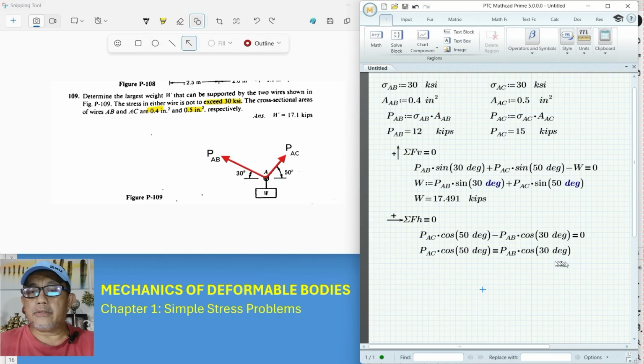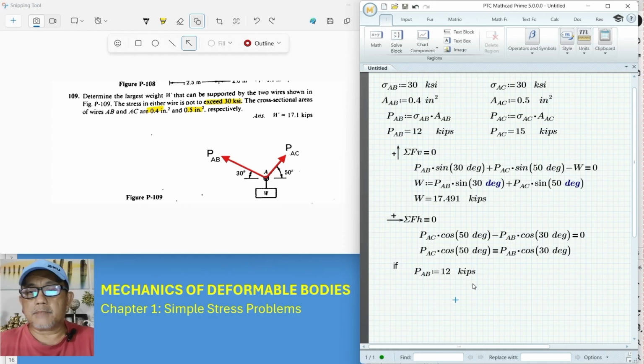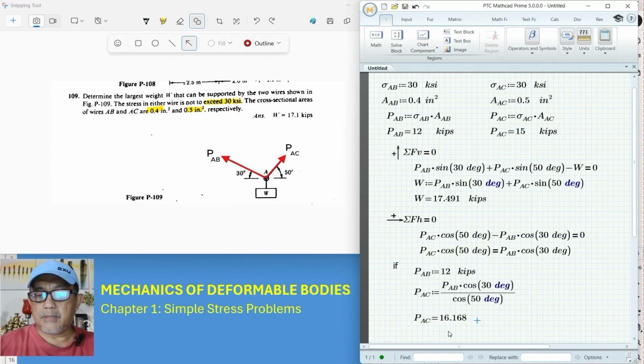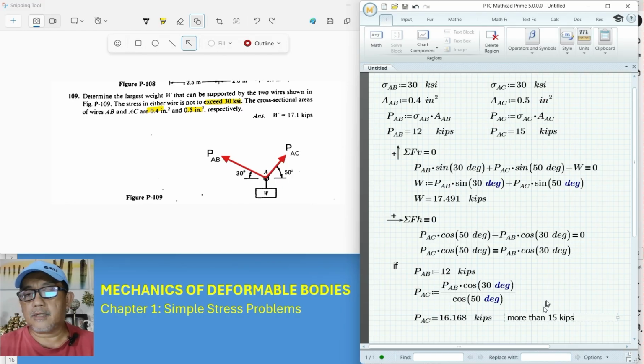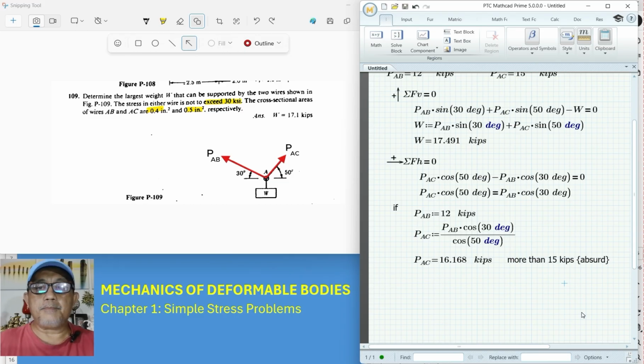So from here, we are going to check which of the wires is going to fail first. Let's say, for example, wire AB will reach 12 kips, or wire AB will fail first. Okay? So that is if PAB will be 12 as maximum. So if PAB will reach maximum, how much is AC? That will be this divided by this. So PAC equals 16.17 kips. And this is actually more than 15 kips because the maximum for AC is 15 kips. So this is 16.2. That's more than 15. So that means if PAB is 12, PAC is 16. So this is not possible. So that means PAC should fail first.